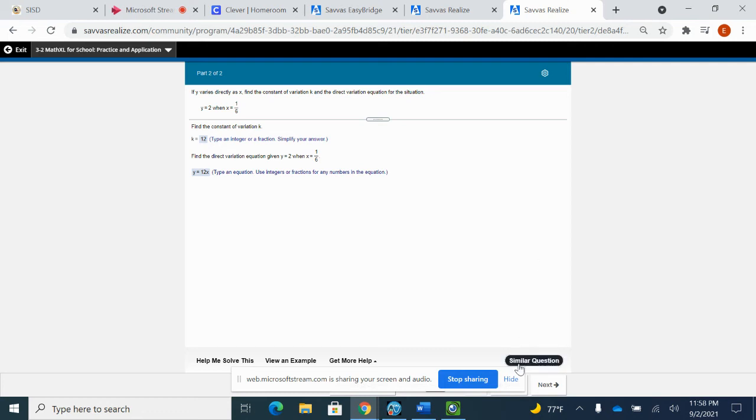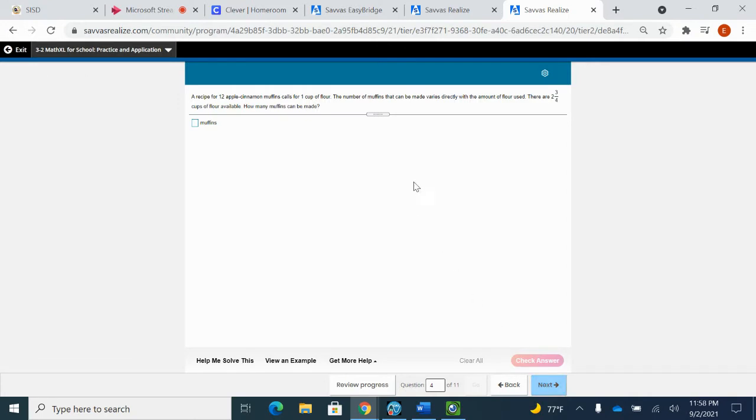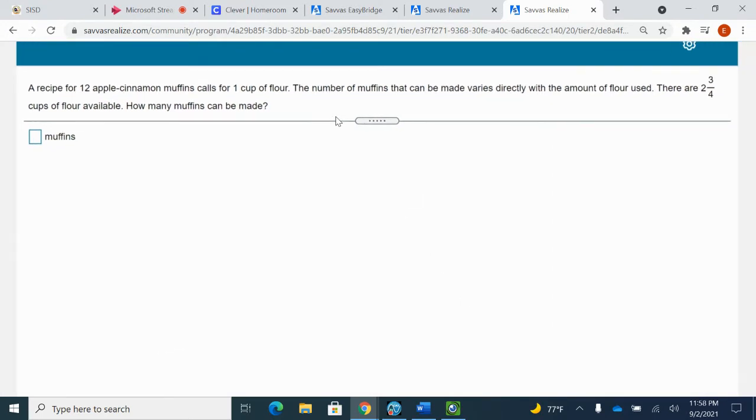All right, starting on problem number 4. Problem number 4 says a recipe for 12 apple cinnamon muffins calls for 1 cup of flour. The number of muffins that can be made varies directly with the amount of flour. There are 2 and 3/4 cups of flour available. How many muffins can be made?